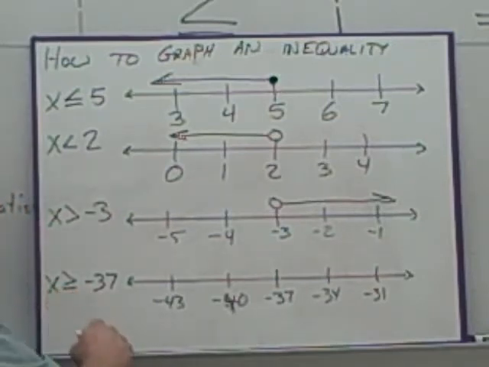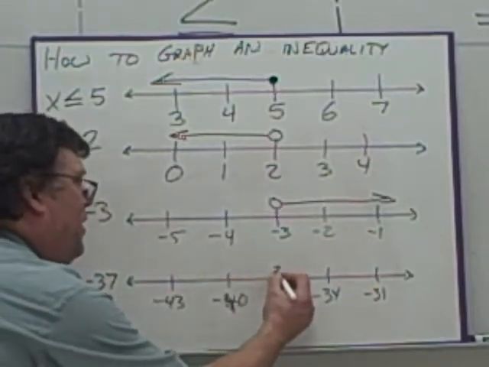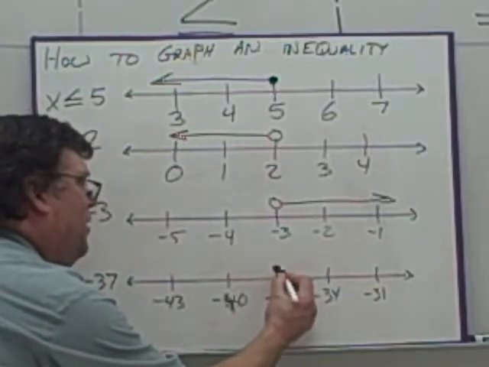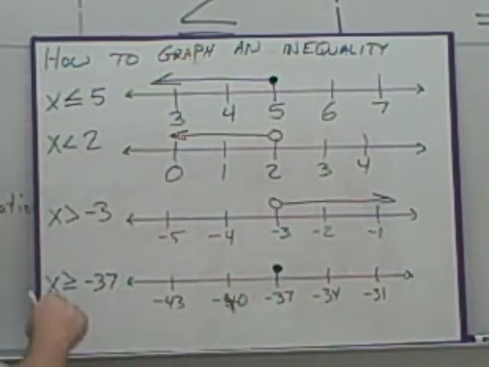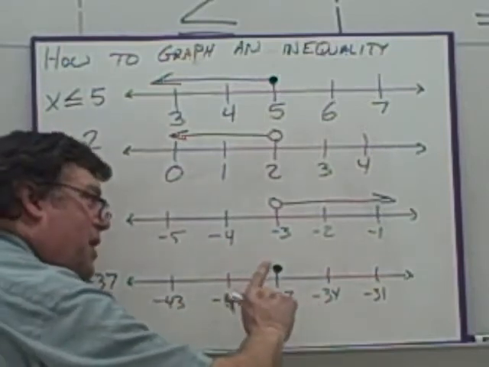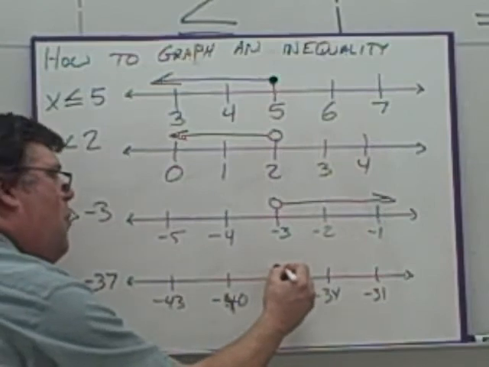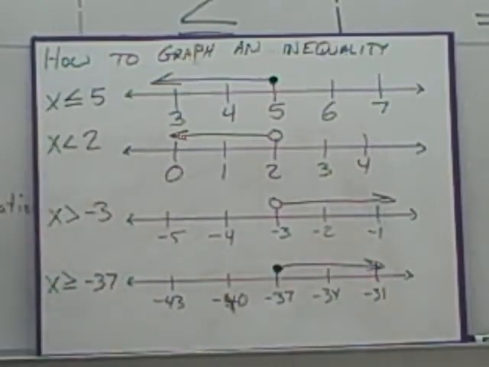All right, greater than or equal to, which means I do want to include that point, so I'm going to put in a filled-in circle. I'm including that point, filled-in circle. Greater than, every number in that direction is going to be greater than this, so I want to go in that direction, towards the positives.